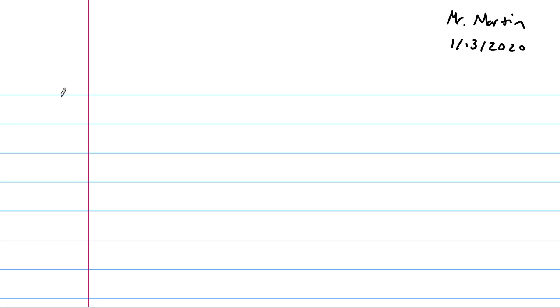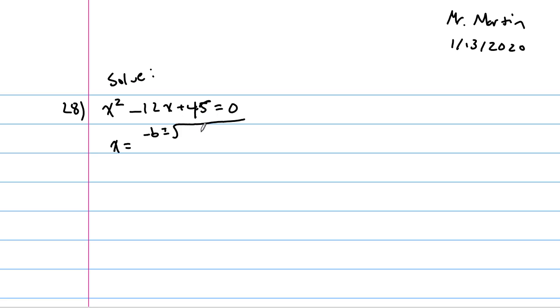Let's solve the equation that's number 28 in homework. x squared minus 12x plus 45 is 0. If you're told to solve this, this doesn't look like something that's easy to factor. And in fact, if the answer is a complex number, we won't be able to factor it with real numbers. So let's just put this straight into the quadratic formula. So we have x is minus b plus or minus the square root of b squared minus 4ac, hopefully you've memorized this by now, over 2a.